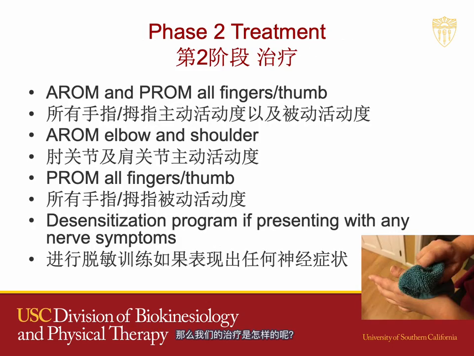So what does our treatment look like? Active and passive range of motion of the fingers and thumb. Active range of motion of the elbow and shoulder. And this says passive range of motion of the fingers and thumb. Sorry about that. That should be active and passive range of motion of the wrist. That should be the first one. Sorry. Active and passive range of motion of the wrist. Active range of motion, elbow and shoulder, and then passive range of motion of the fingers and thumb.